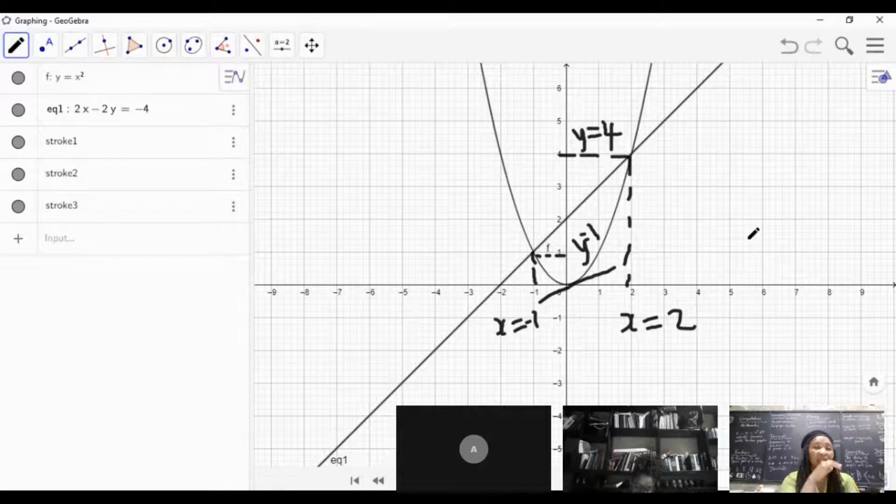And one of the things you must remember when solving simultaneous equations the algebraic way, when you're given a linear and a quadratic, one of the mistakes students make is to find one set of solutions and forget about the other pair. They find x and forget to plug it in to find y. So remember, you're going to get two x values and two y values.